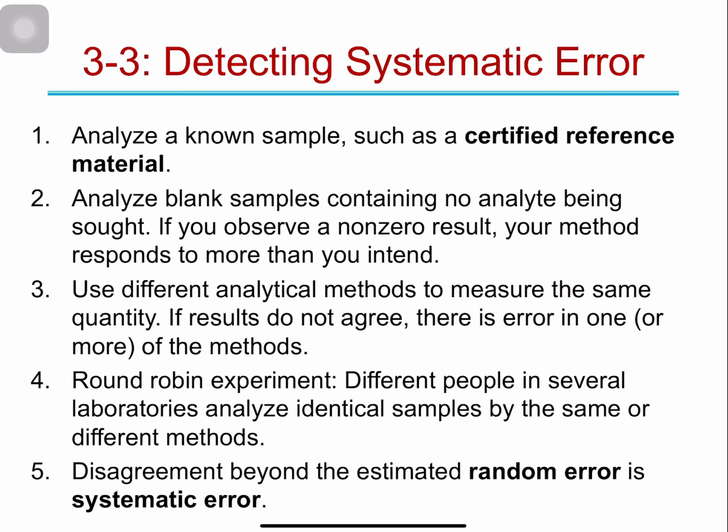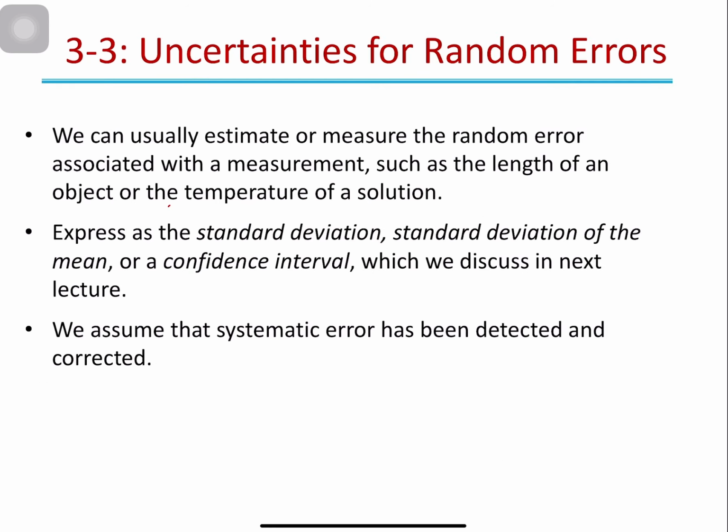Generally speaking, any disagreement beyond the estimated random error is systematic error. So if I know that there is a random error of plus or minus a certain value for this measurement, and I get a different value, whether it's higher or lower, then there must be some sort of systematic error. The kind of error that we express as uncertainty for our experiments is the random error. We can always estimate or measure the random error associated with our measurement. We normally express the random error as standard deviation, standard deviation of the mean, or a confidence interval. We will discuss all of these uncertainty terms in the next lecture.